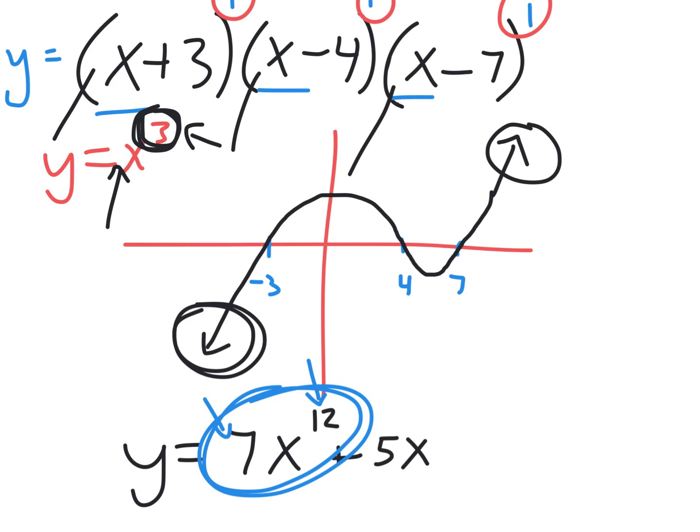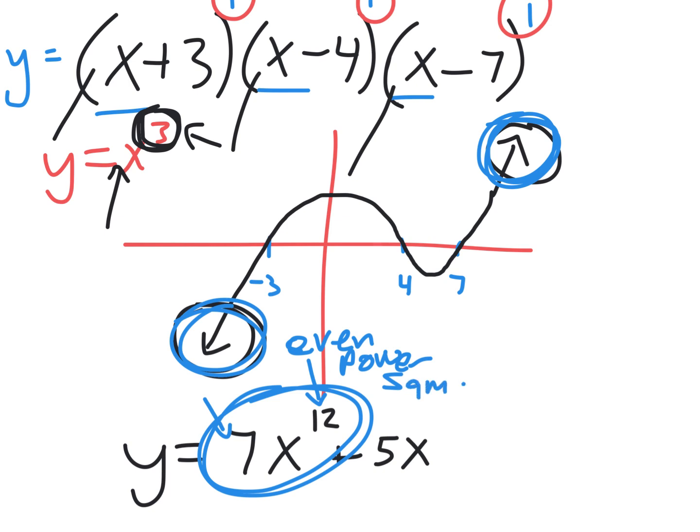The other thing that you asked about was the ends. This end and this end would not be going the opposite direction. They'd be going the same direction. So this even power means same direction.